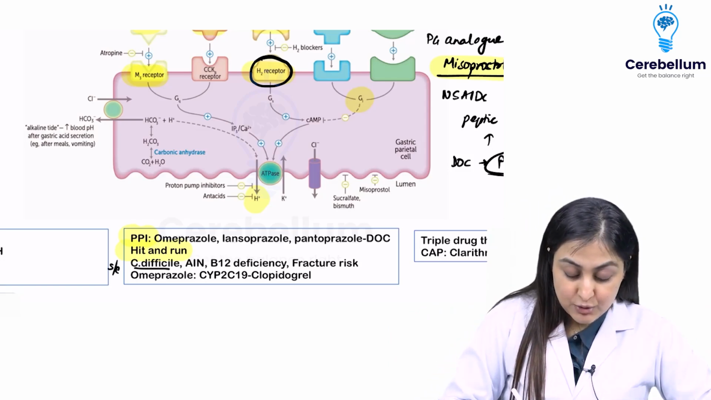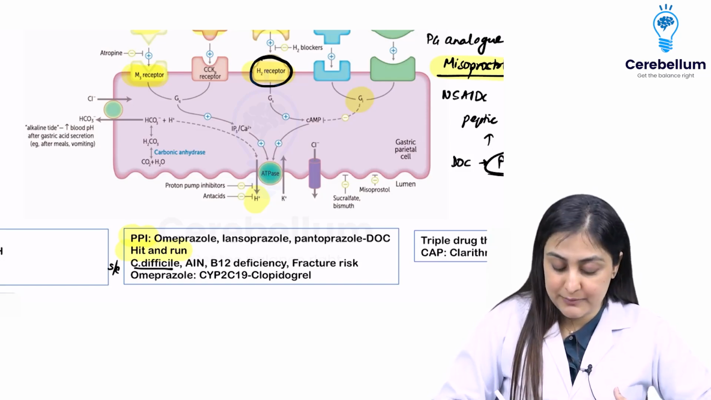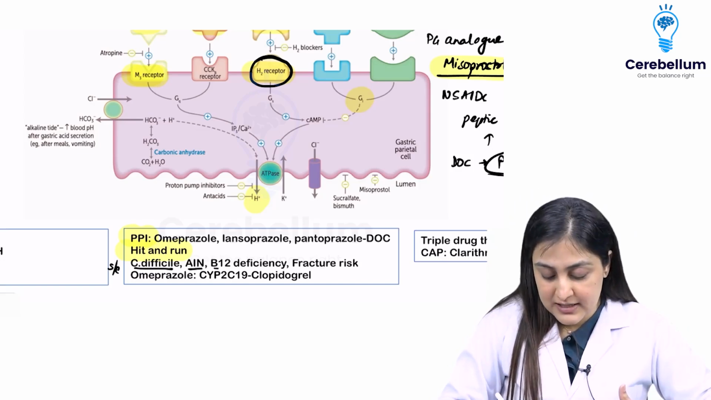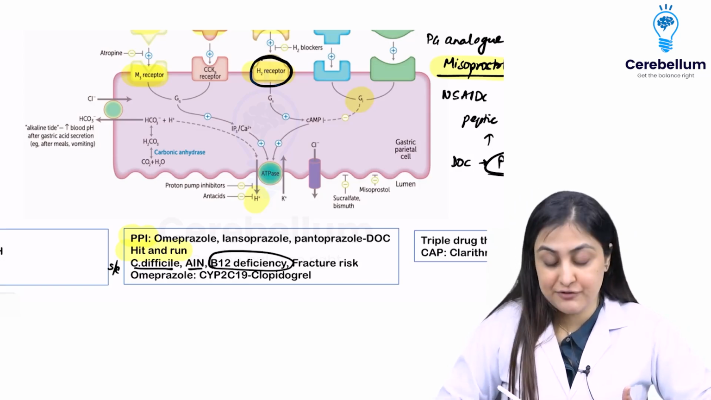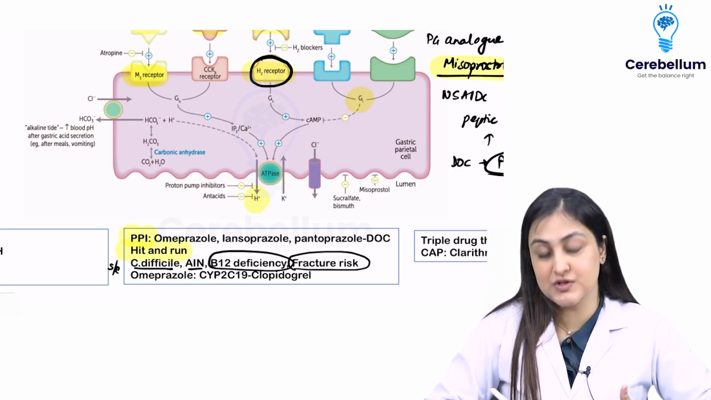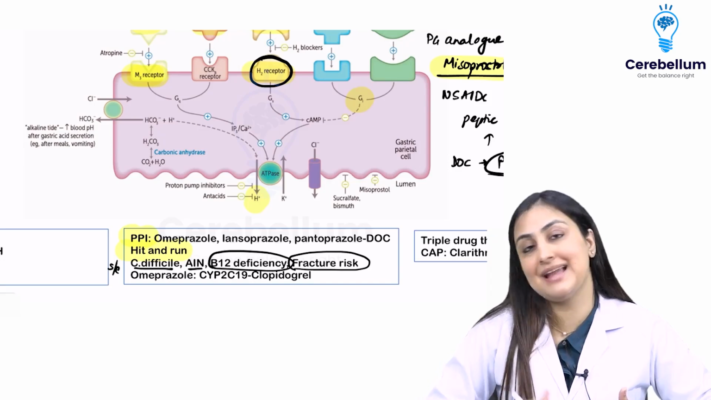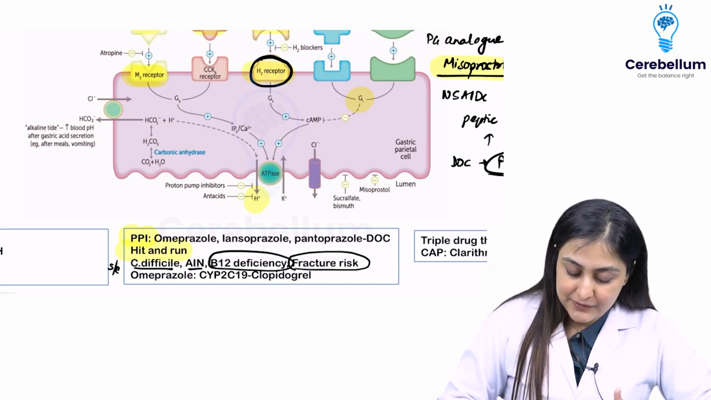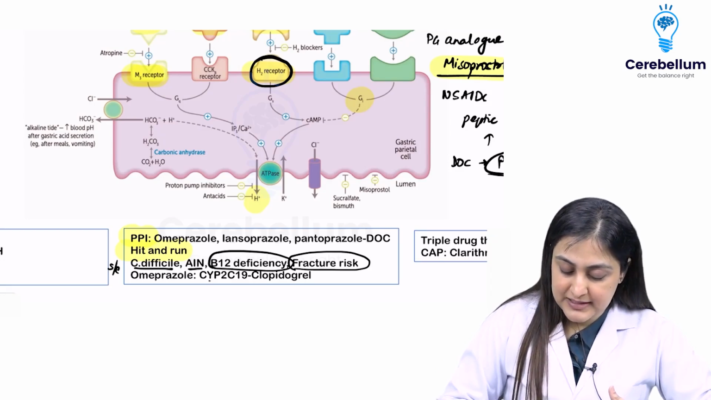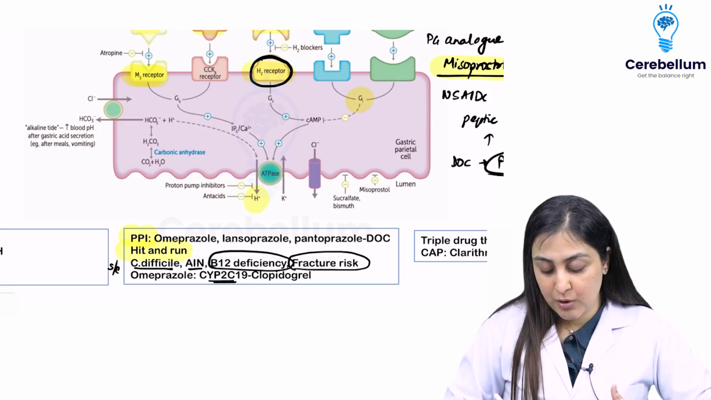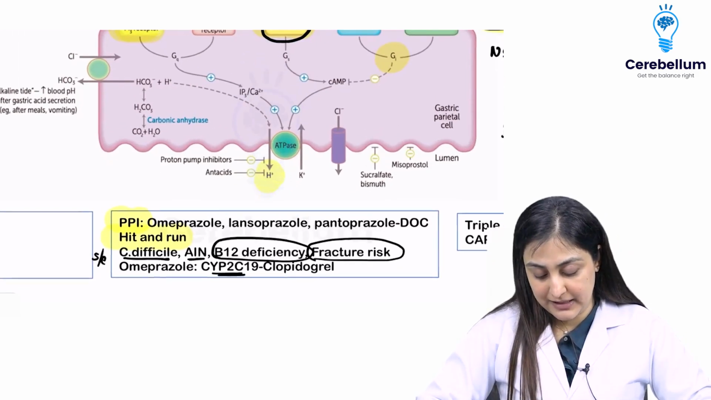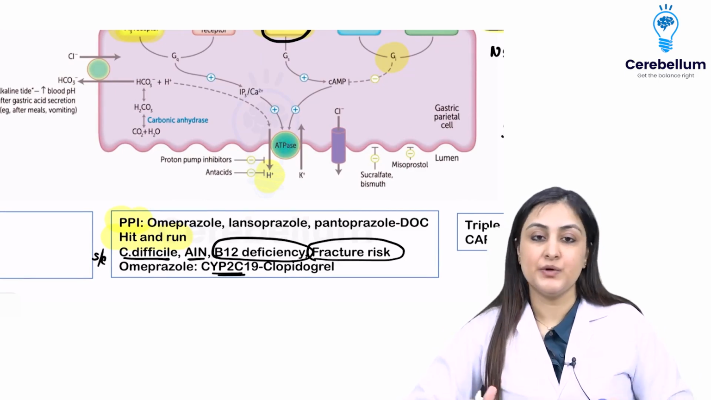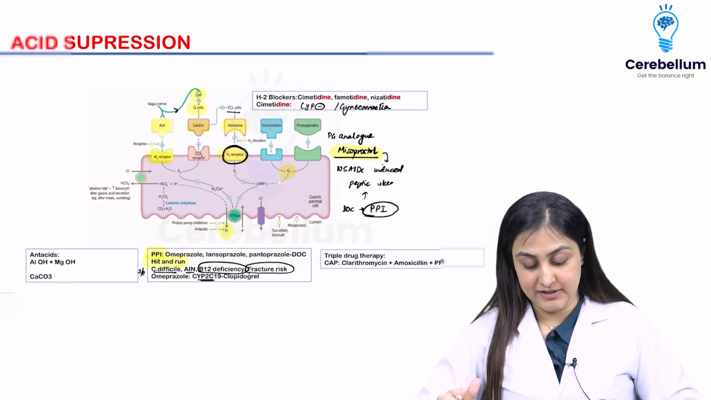The side effects for this are very, very important. This can lead to Clostridium difficile induced pseudomembranous colitis. It can cause allergic interstitial nephritis. B12 deficiency is a repeat question, and fracture risk is also increased because it inhibits calcium and magnesium reabsorption as well. Apart from that, omeprazole particularly interacts with clopidogrel because both of them act via CYP2C19. This is an important interaction to remember.